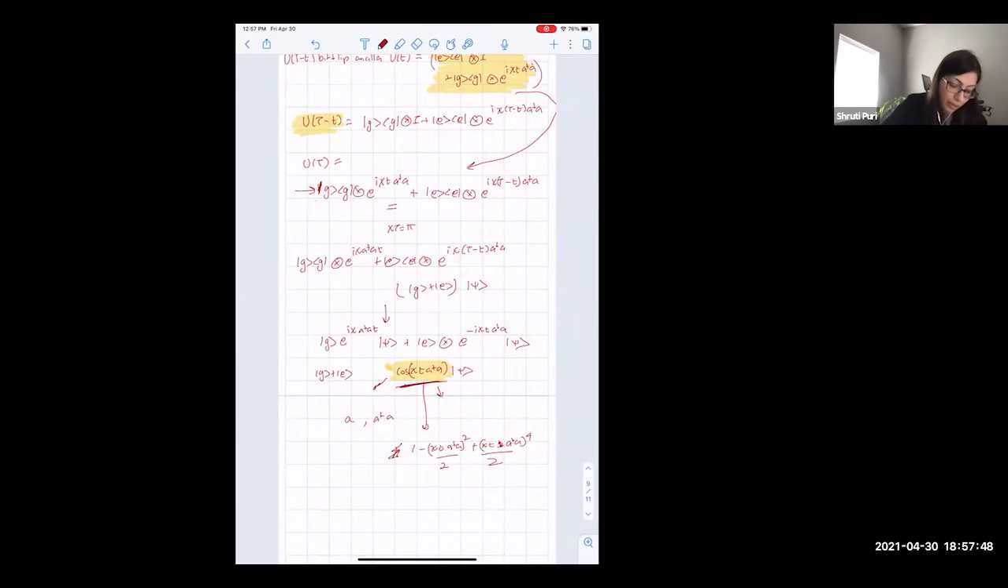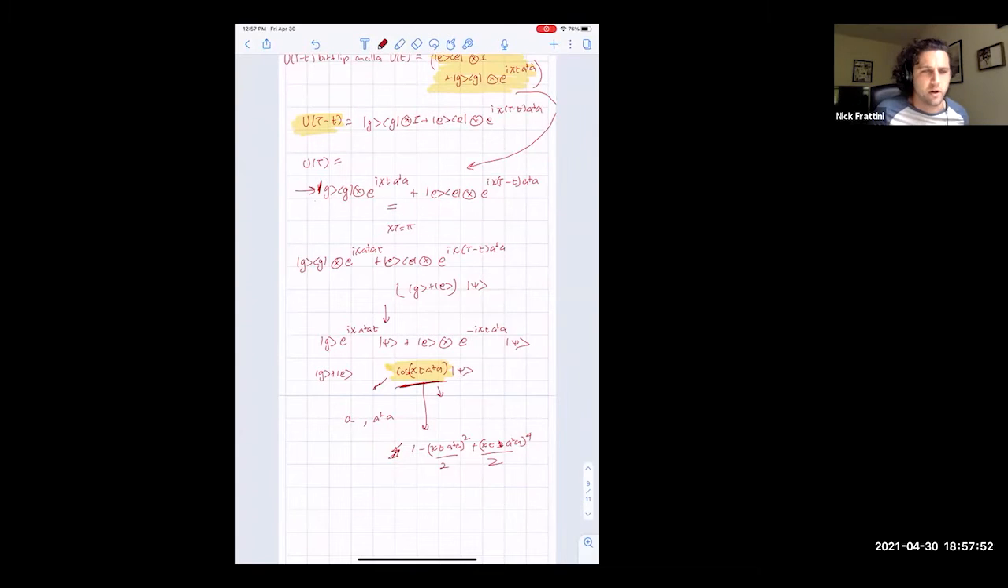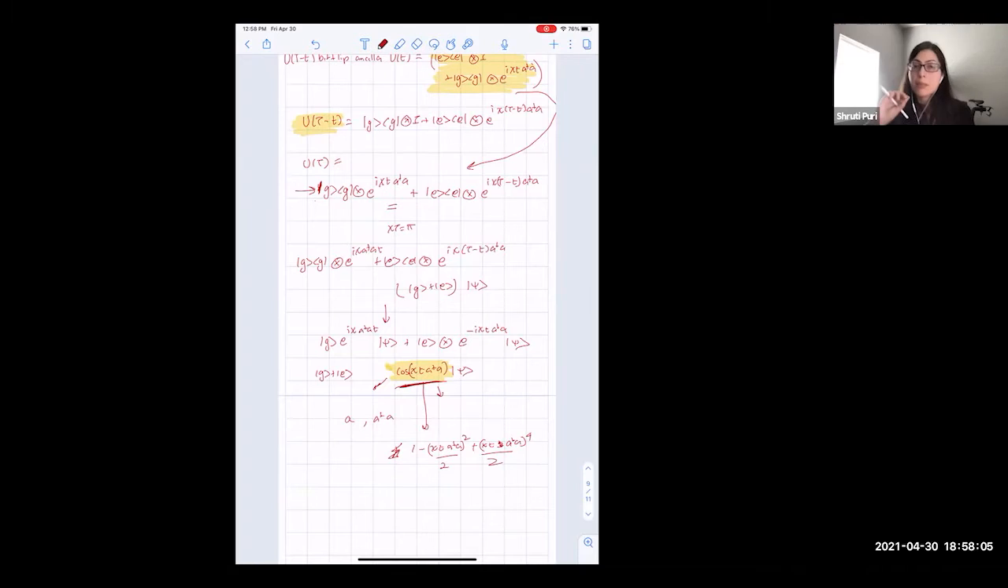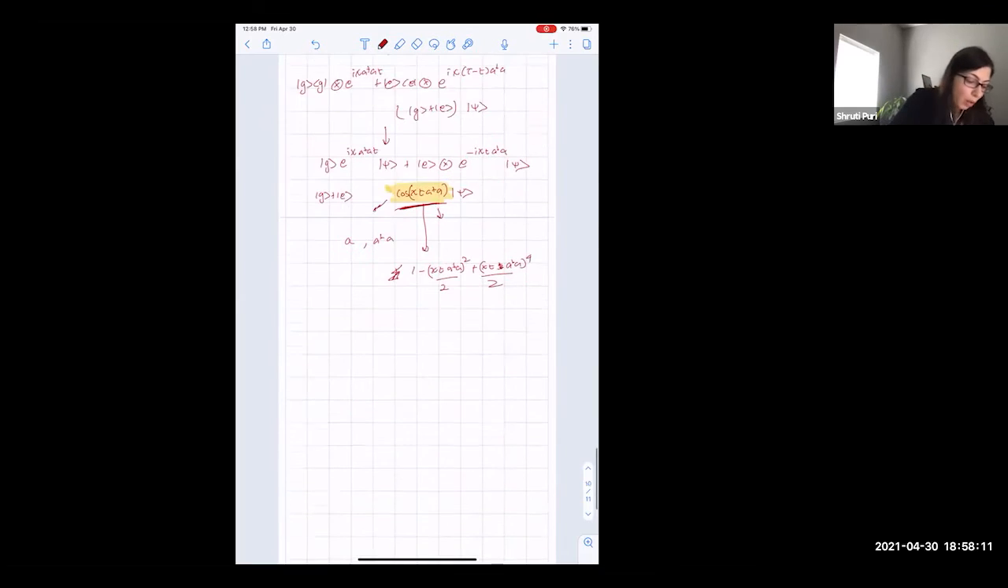Shruti, I think we have a clarification question, which is, are you measuring the cavity or the qubit, and what exactly is the order here, and what kind of measurement is this in the real world? So I'm indirectly measuring the cavity using a qubit, because what I want to measure for error correction is this operator.